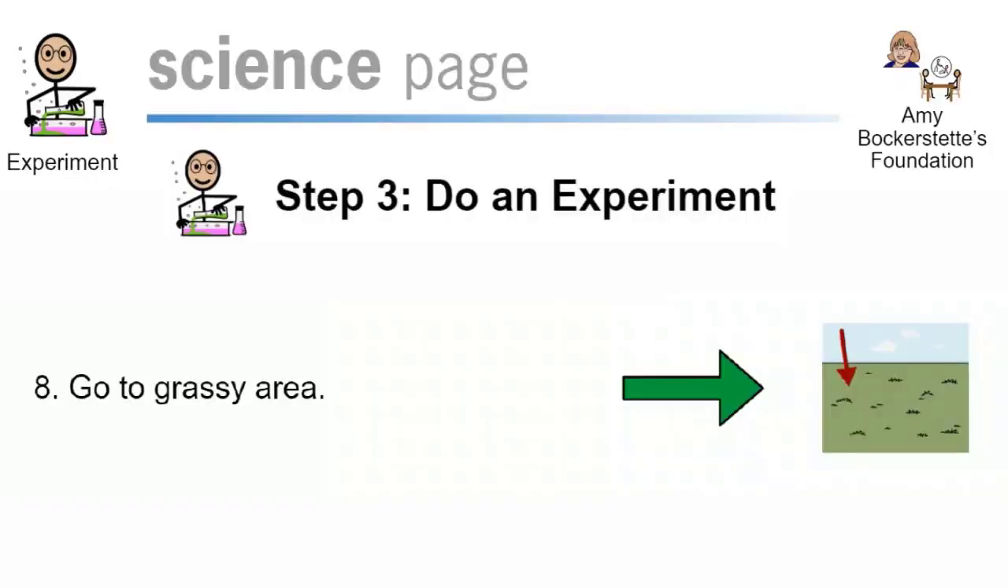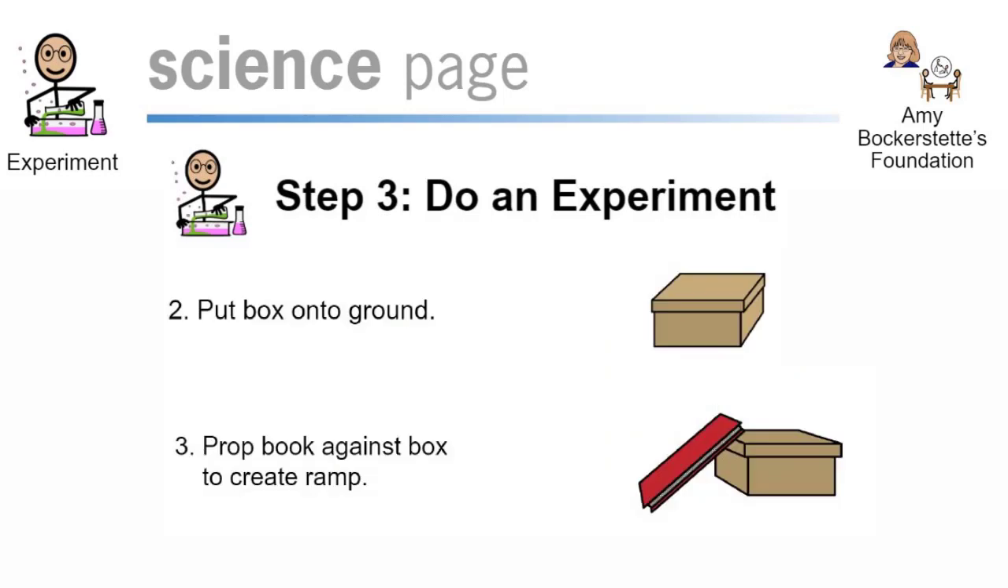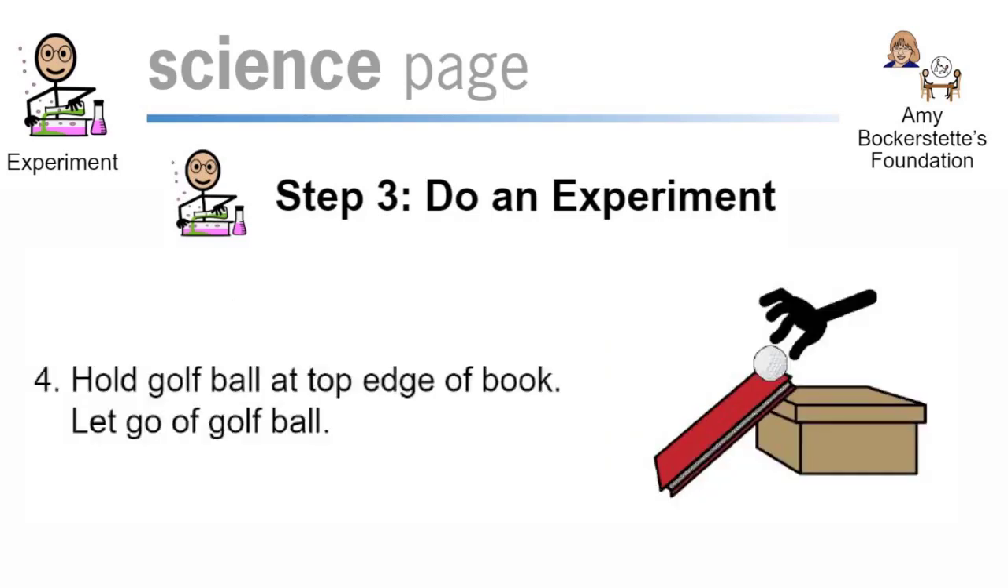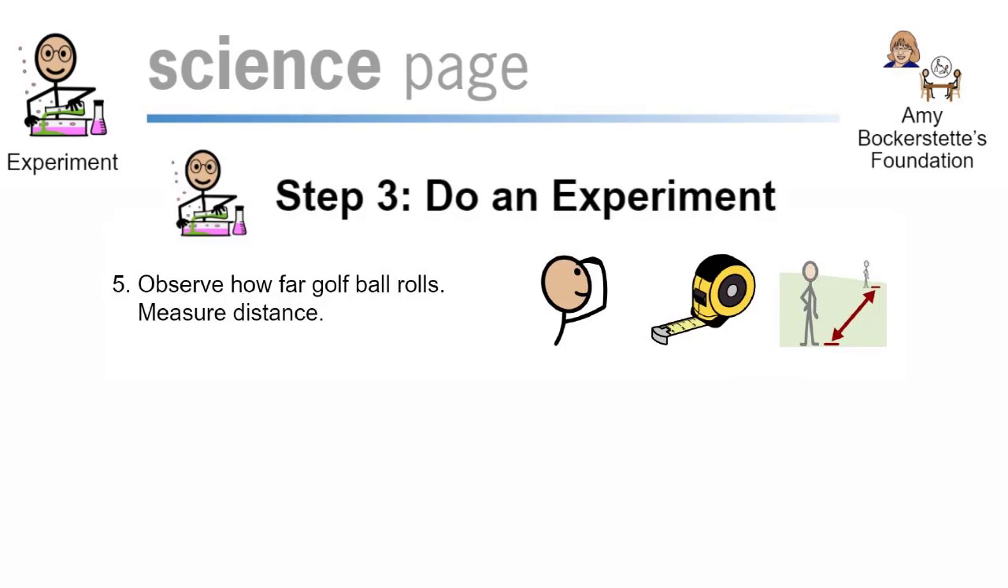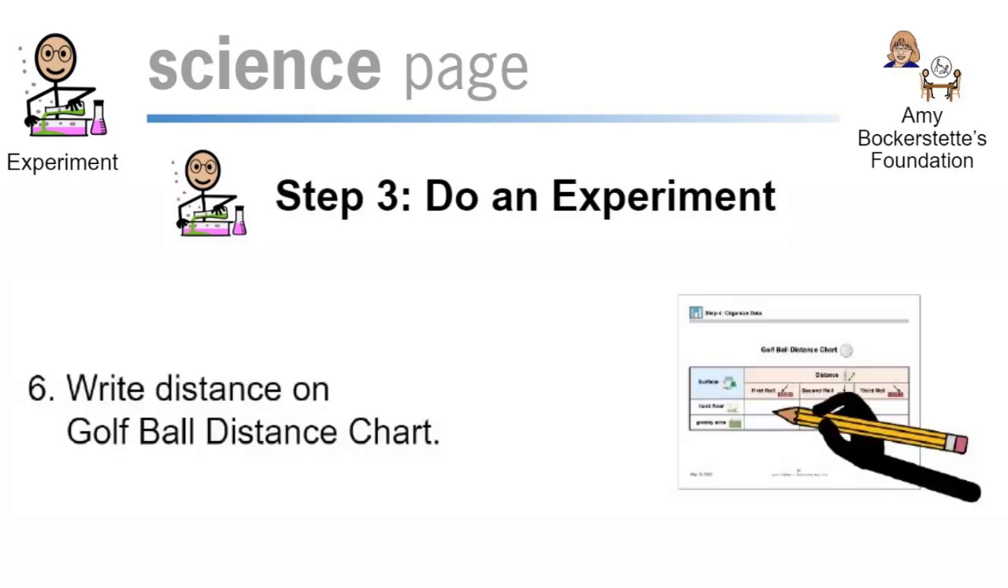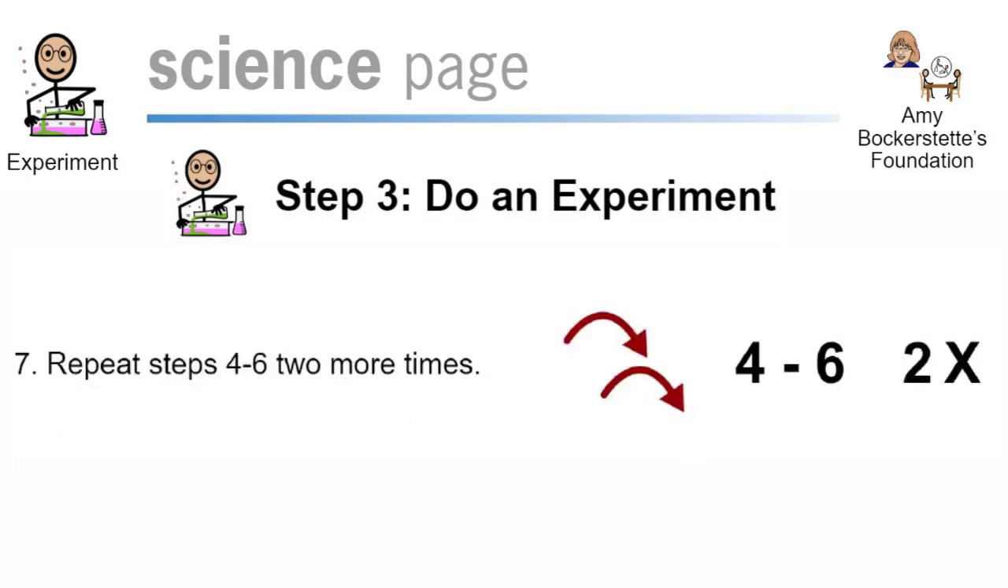Now find a grassy area. The first grassy area I used had really short grass. We're going to set up our ramp. Once our ramp is set up, we're going to roll the golf ball down the ramp and measure how far it went. We will write that distance on our distance chart. We're going to repeat these steps 2 more times.